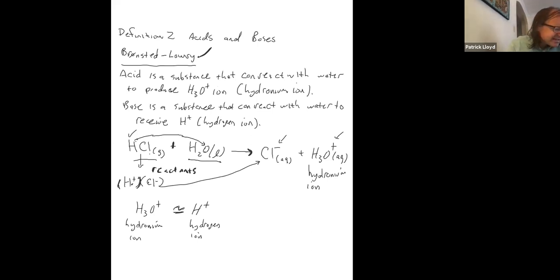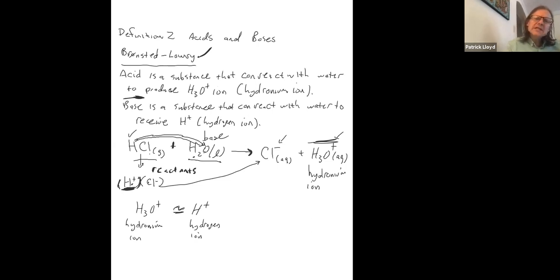The base, I gave a slightly different definition here. I said the base is a substance that can react with water. Okay, so notice the acid here is reacting with water too. But a base can react with water to receive a hydrogen ion, an H+. Well, this is the hydrogen ion here, right? So by that definition, water is a base. Because think about it. What we did was we took the H2O, the water, it took an H+ to form hydronium. So the water is actually acting like a base in this case.